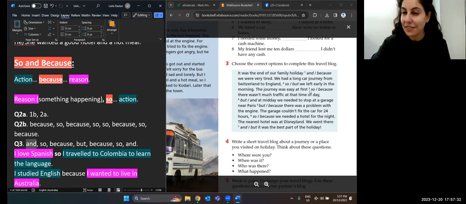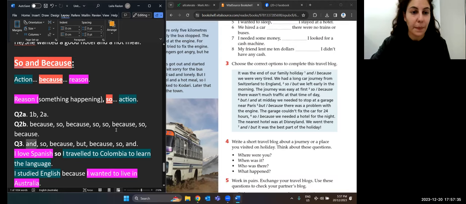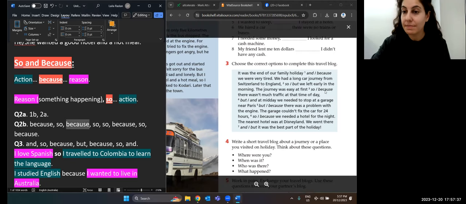The journey was easy at first. Because now I want to give the reason. Why was it easy? The journey was easy. Why? Because there wasn't much traffic at that time of day, comma. But at midday, we needed to stop at a garage near Paris.